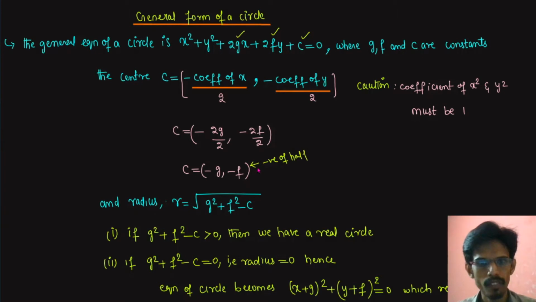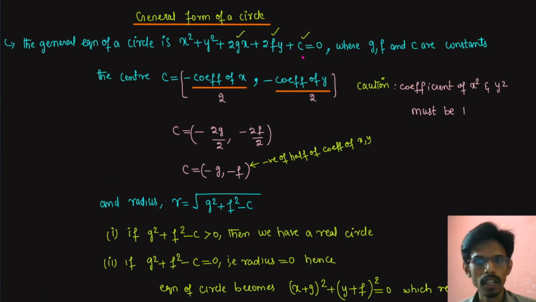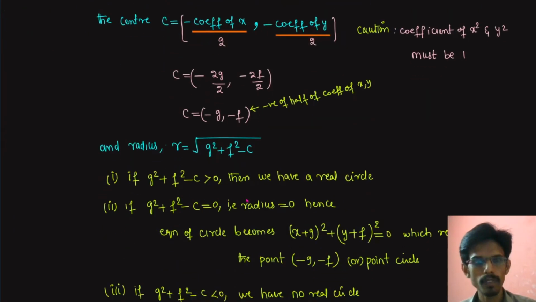So remember that center is negative of half of coefficient of x and y. Directly we take the center, just reverse the sign of the coefficient of x and y with half of its magnitude, and the radius will be root of g square plus f square minus c. Here in the circle we have plus c, so take the opposite sign, minus c.